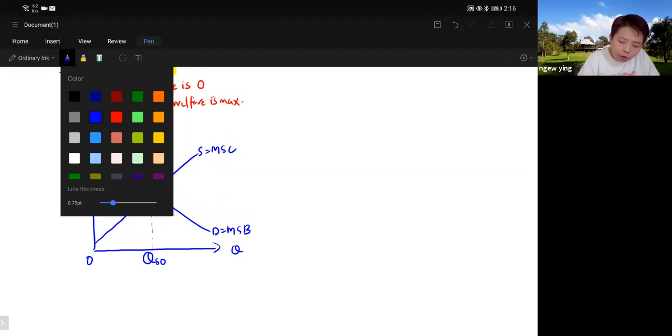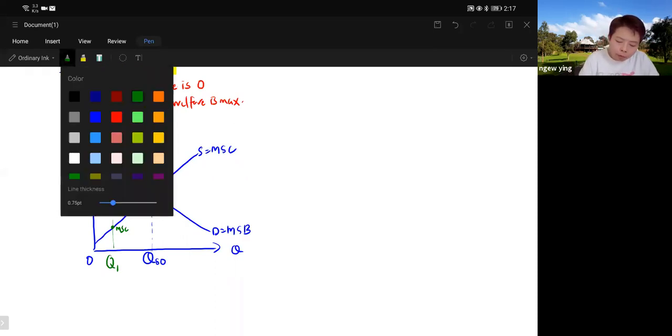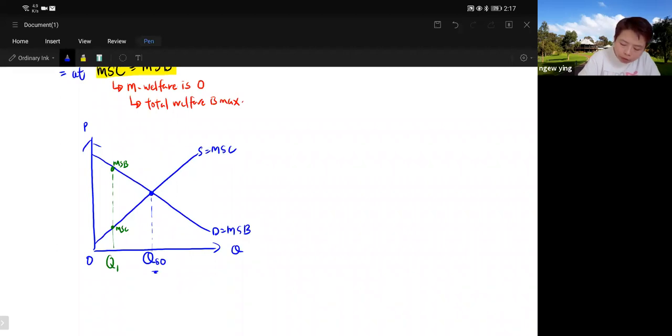Let's compare. If you are now producing at Q1, MSB is greater than MSC, meaning that the extra benefit brought by this particular unit of goods is higher than the extra cost incurred by offering this particular unit of good. Therefore, it tells us that you can still continue with the production in order to gain higher welfare or higher surplus. So how to detect it? When you are at the socially optimum level of output, this will be the market price.